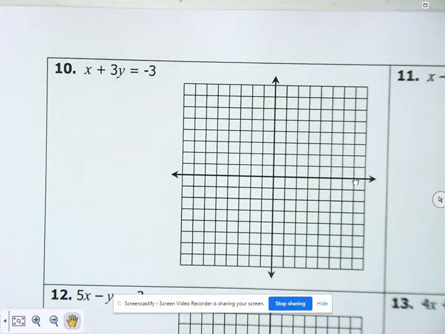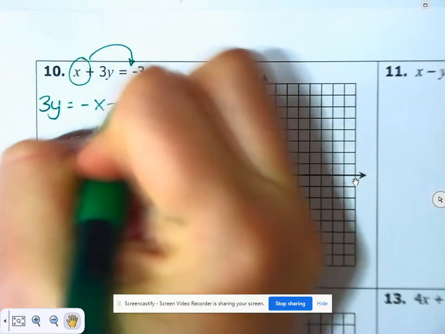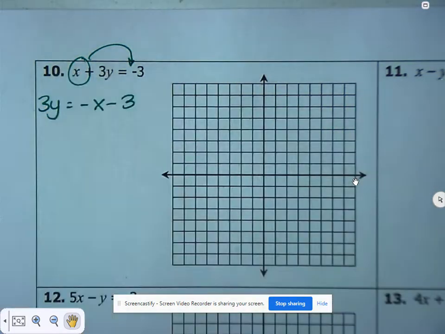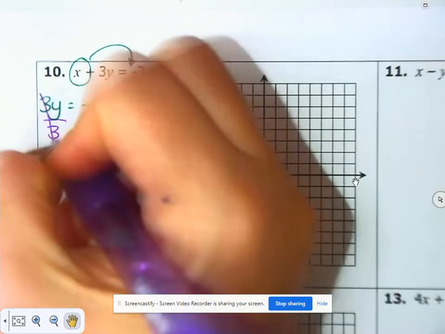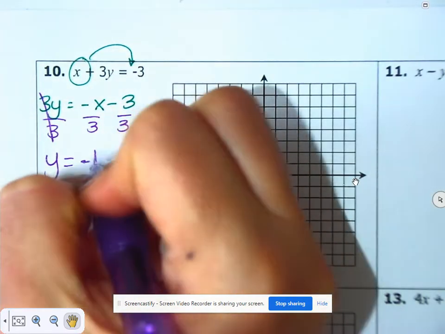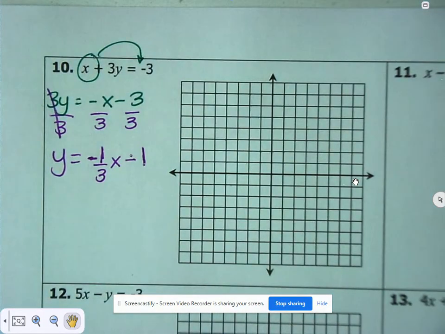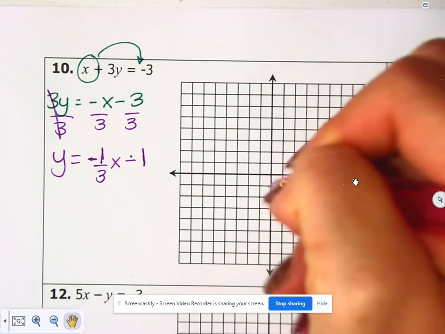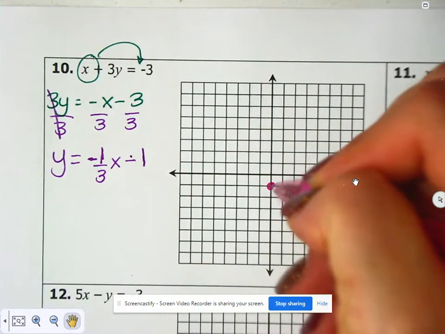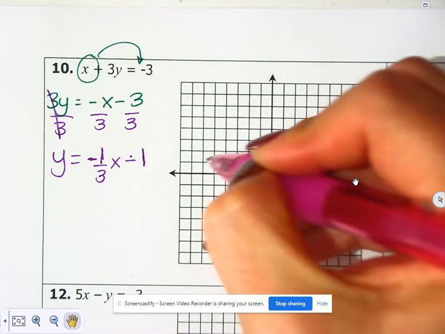Okay, so what I mean by that is we've got to get y by itself. So we've done this already. Okay, we're going to move our x, and it's going to become negative. And then we're going to divide everything by 3 in order to get y all by itself. So this turns into -1/3 x minus 1. Now we go right back to what we were doing on the front side. Our y-intercept is -1, and our slope is down 1 and right 3, or up 1 and left 3.